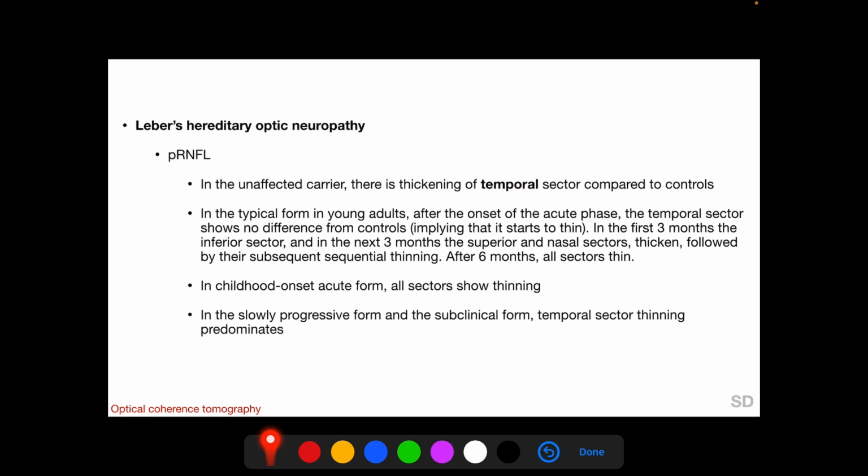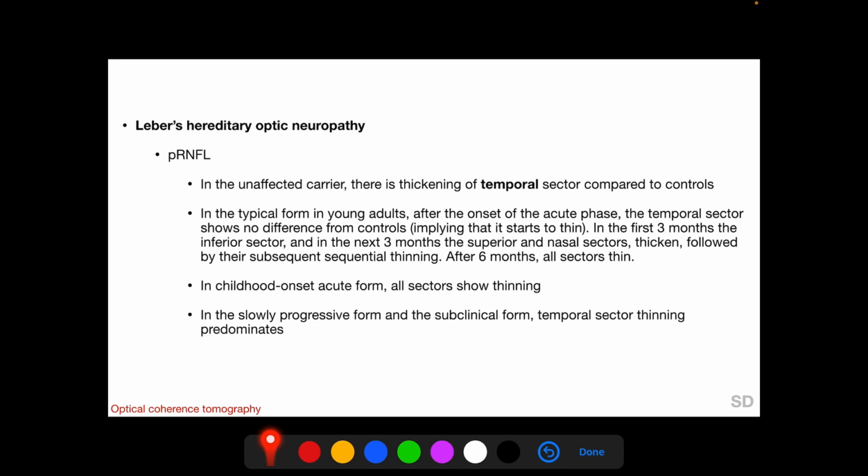Now in the typical form in young adults, in contrast to the childhood onset acute form, after the onset of the acute phase, the temporal sector shows no difference from controls, implying that it has already started to thin after thickening in the pre-symptomatic phase.